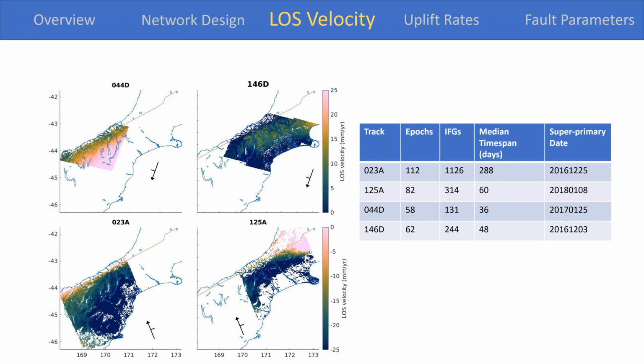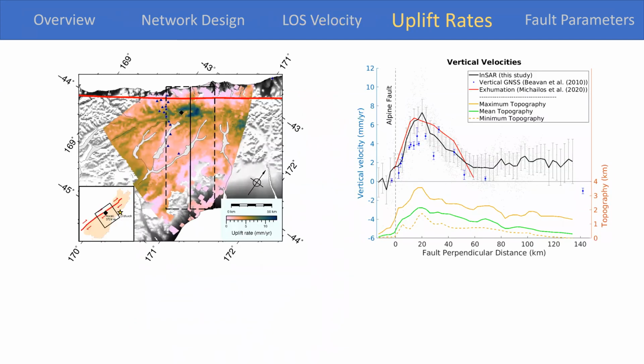Any pixel then with at least 3 or 4 associated line of sight velocities is then inverted for its east and vertical velocities. So inverted uplift rates show that the maximum uplift rates are found further north than the GPS transect, but also focused approximately 20 kilometers off from the fault, reaching a maximum of about 12.2 plus or minus 1.3 millimeters per year in this region. And again, from this peak uplift, this decreases along strike.